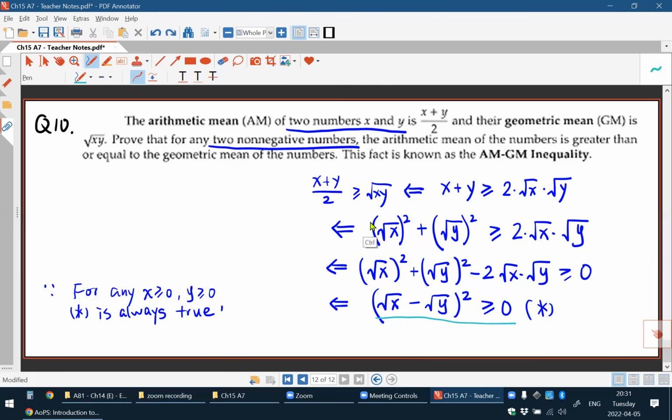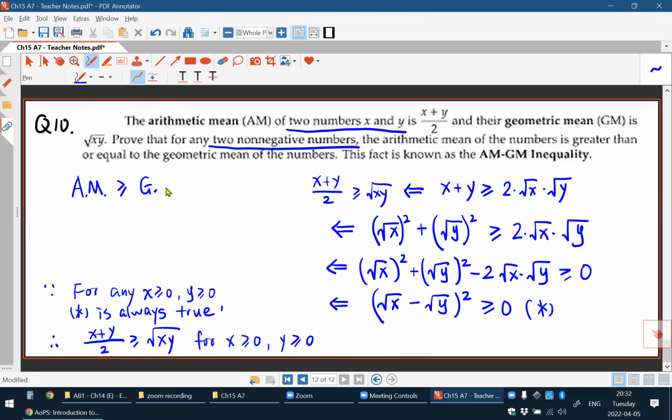Therefore, if we have proved that the asterisk is always true, then (x plus y) over 2 is always greater than or equal to the square root of the product of x and y, for x greater than or equal to 0 and y greater than or equal to 0, right? In other words, for any two non-negative numbers, the arithmetic mean is always greater than or equal to the geometric mean. This is quite an important conclusion. You follow me?